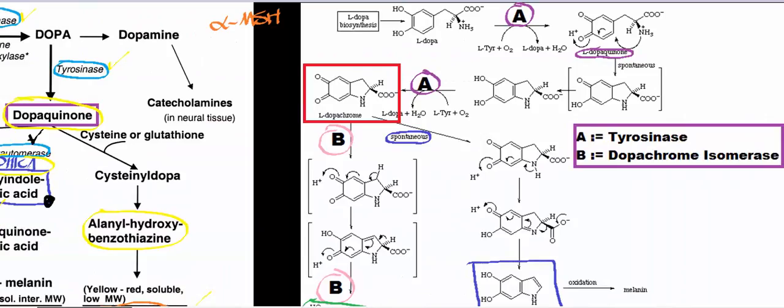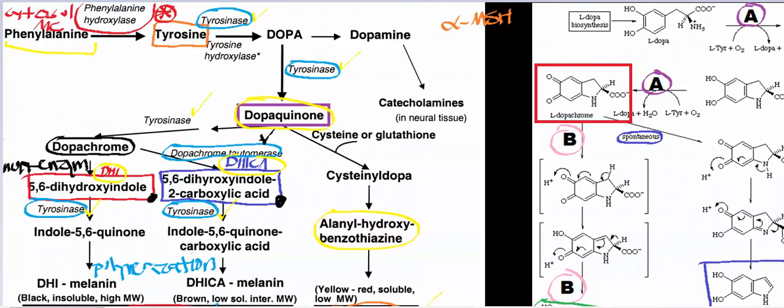So hopefully this video gave you a little bit of intuition on eumelanin synthesis. In the next video, we're going to look at the short pathway of going from dopaquinone to a pheomelanin polymer.